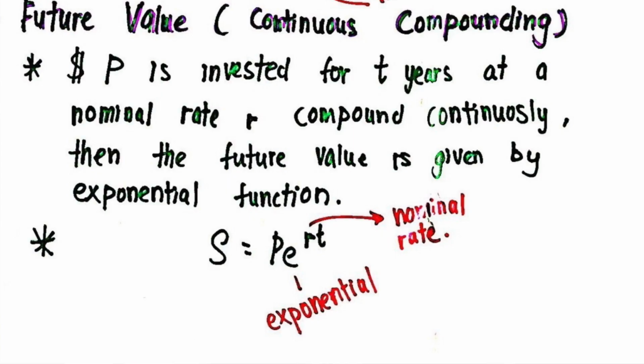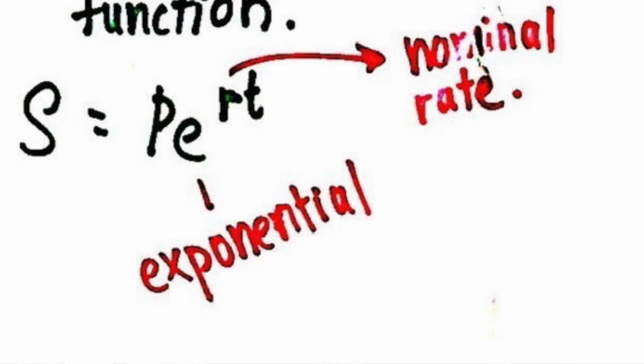The last is compounding continuously. This is when the interest is compounded every instant. The formula for this is S equals P times E to the power of R times T, where E is the exponential constant.